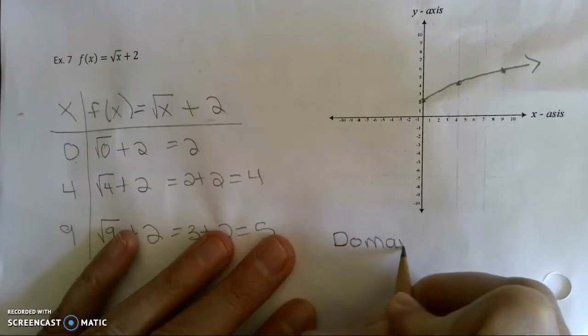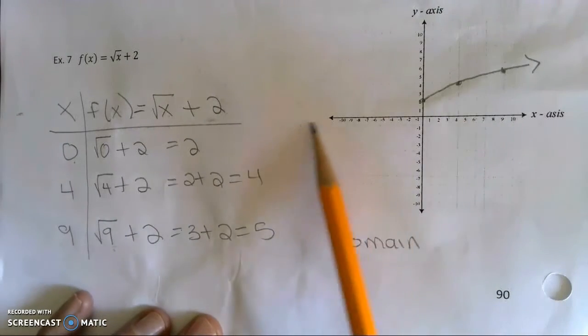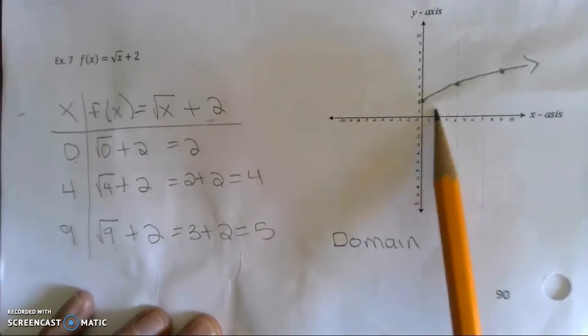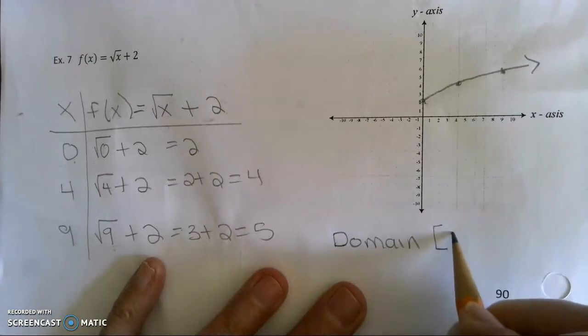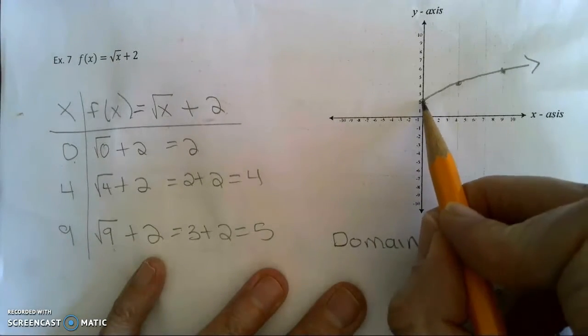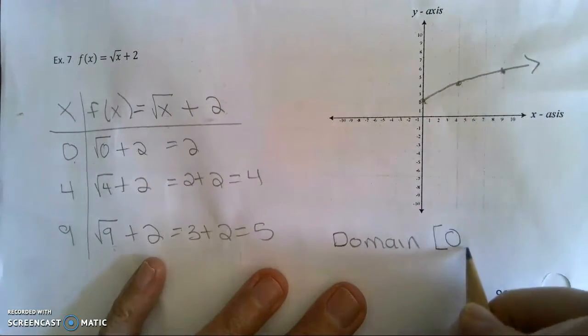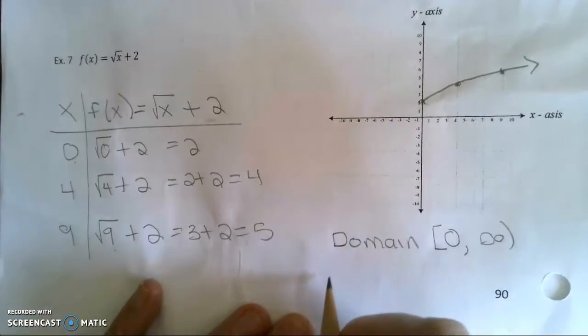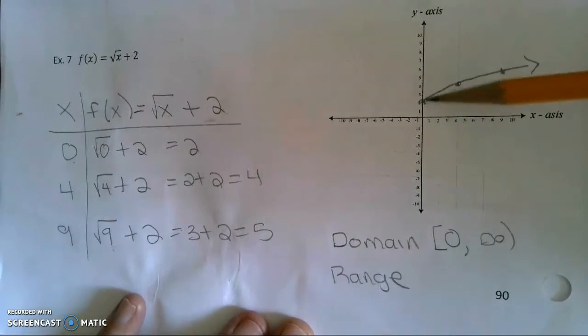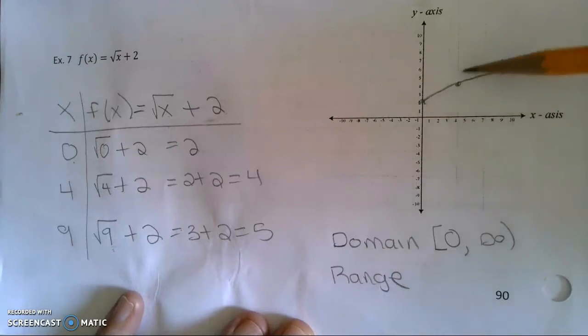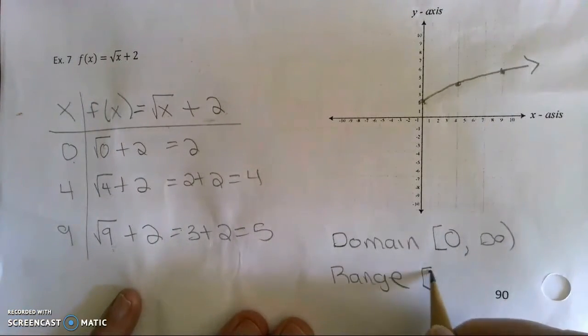The domain is all x values, so you think of the furthest left. The furthest left x value is 0, including it, and then it keeps going to infinity to the right. For my range, I think of my y values, so I think of the lowest y value. So this right here is my lowest y value, which you can see is actually right here, it's 2. That's my lowest y value, and then it keeps going up, so that would be to infinity.